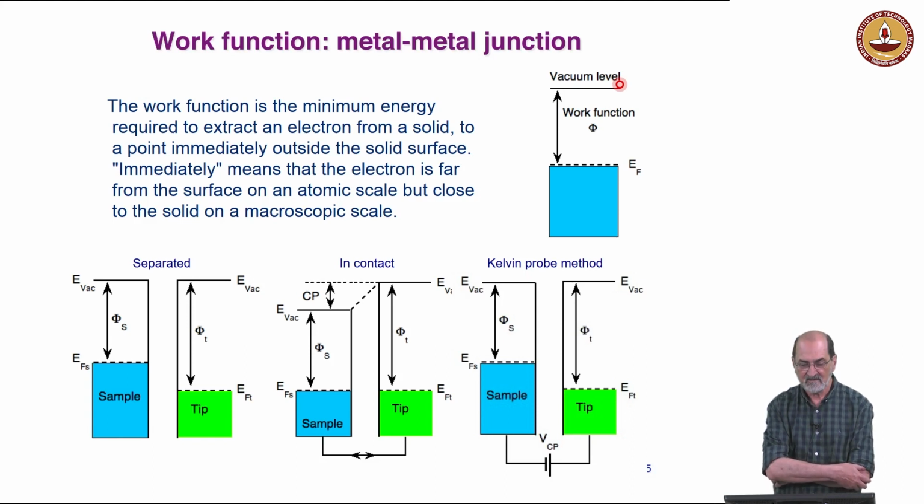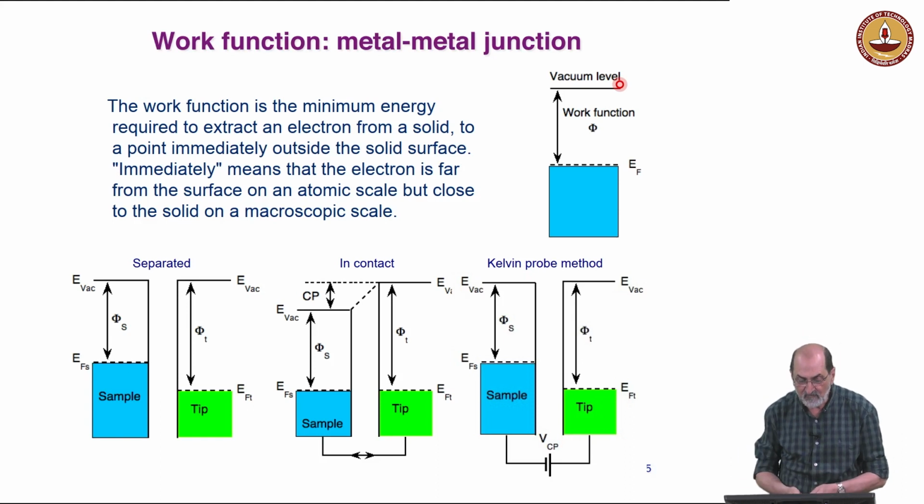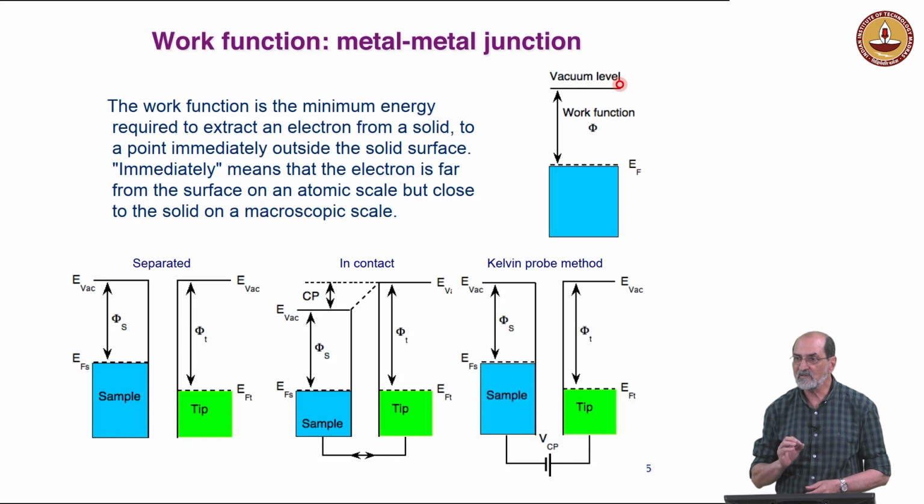Let's think of a metal for a moment. But what do we mean by extracting an electron from a solid, from a metal? To take it out from the solid to a point immediately outside the solid surface. That's the key point. I've read many times, and I have arguments with many researchers, because they say to take the electron to infinity. It is not to infinity. It's very close to the solid.